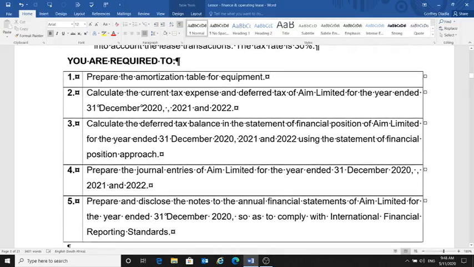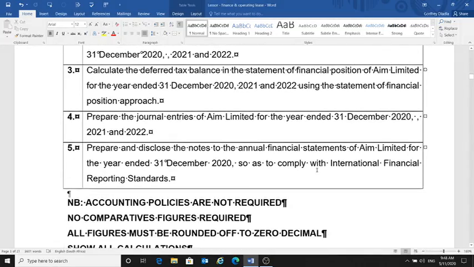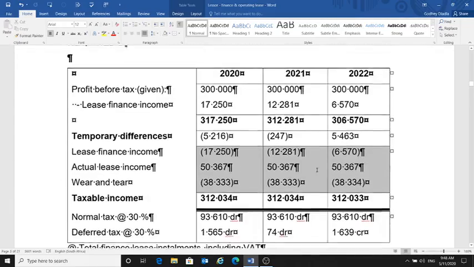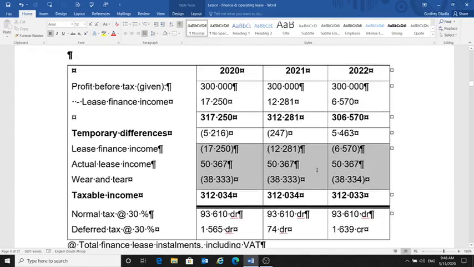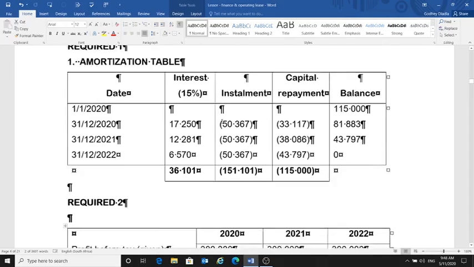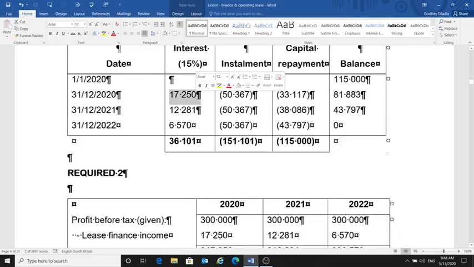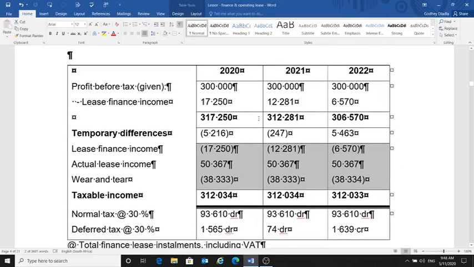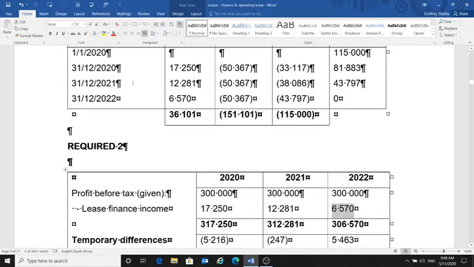Okay, required 2. Calculate. You're now calculating the current tax and the deferred tax. Okay. Now, here we go. We're here. So you are given the profit here of 300,000. Now, because you are the lessor, you must add the lease finance income, which is your interest that comes from here for the first year. You'll notice for the other years it's this one, and then for the last year is this one. Okay, your lease finance income, which is this interest part.